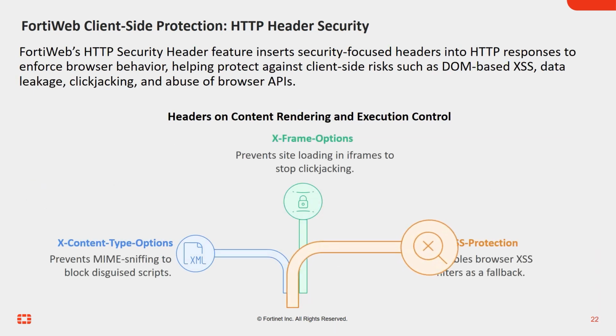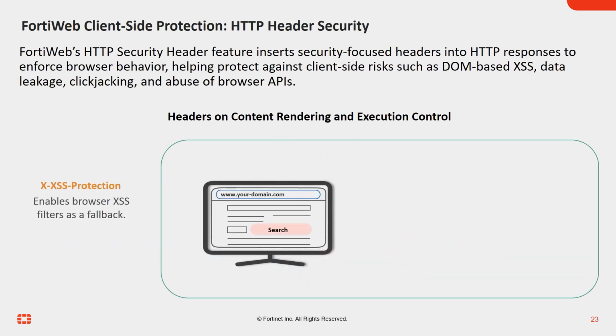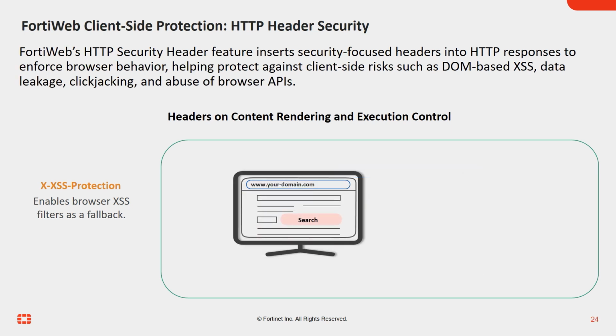The X-XSS-Protection header enables built-in browser XSS filters. For example, your site has a search feature that echoes user input in the URL like this. Unfortunately, it does not sanitize input properly before displaying it in the results page. An attacker crafts a script in the link. If a user clicks that link, the page would normally execute the script and trigger an alert, a classic reflected XSS attack. To prevent this risk, you can set this HTTP response header.